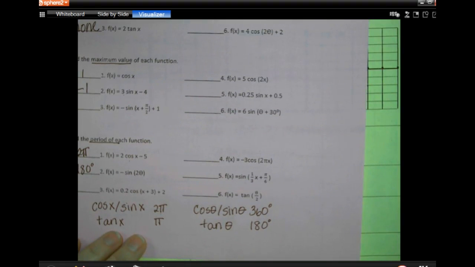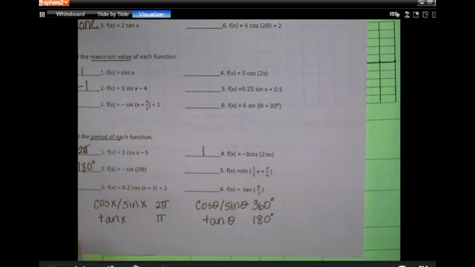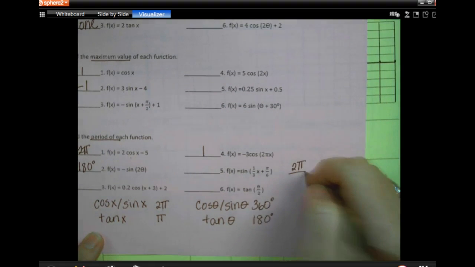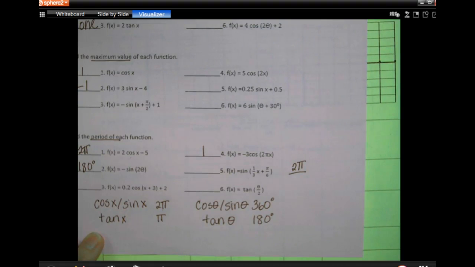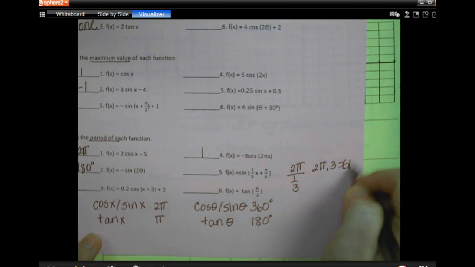What do I divide by on number 4? What is in front of the x? 2 pi. So 2 pi divided by 2 pi is 1. Sine of 1, so I'm going to use 2 pi. What is the number in front of x? 1/3. So you flip that and you take 2 pi times 3 over 1, which is 6 pi.